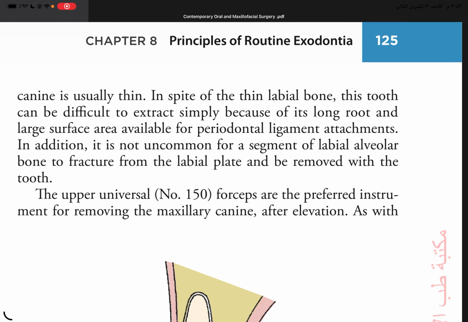In addition, it is not uncommon for a segment of labial alveolar bone to fracture from the labial plate and be removed with the tooth.